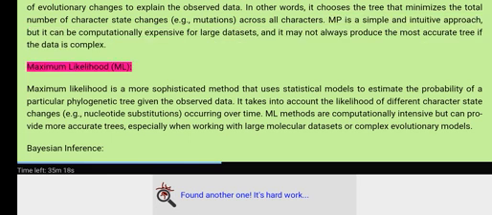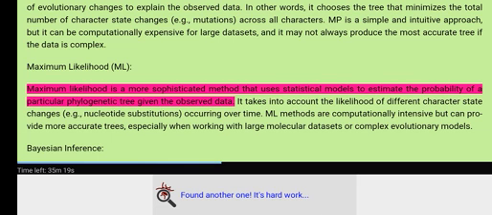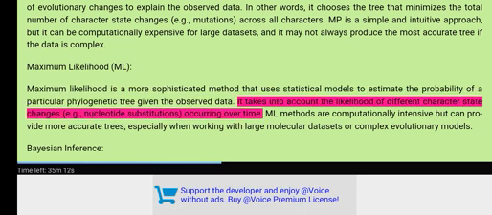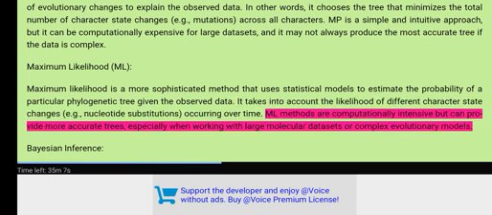Maximum likelihood (ML). Maximum likelihood is a more sophisticated method that uses statistical models to estimate the probability of a particular phylogenetic tree given the observed data. It takes into account the likelihood of different character state changes, e.g., nucleotide substitutions, occurring over time. ML methods are computationally intensive but can provide more accurate trees, especially when working with large molecular datasets or complex evolutionary models.